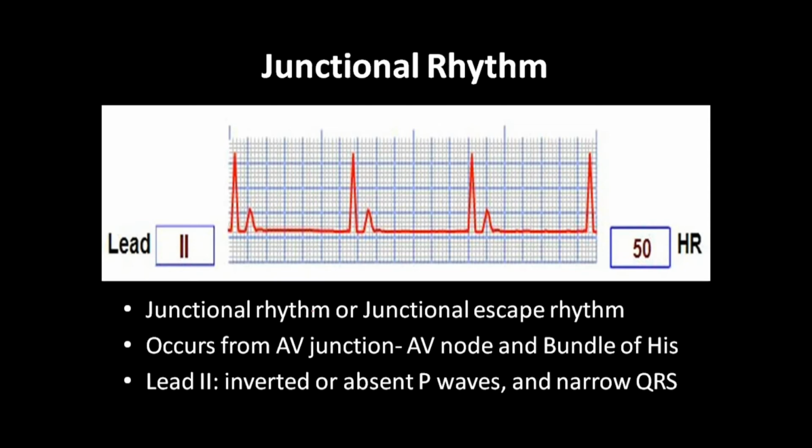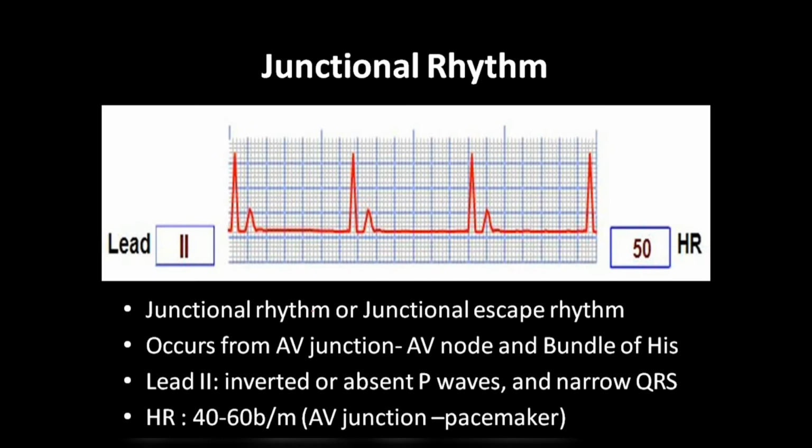Inverted or absent P waves and a narrow QRS complex are features of this kind of rhythm. Okay, and a heart rate of 40 to 60 beats per minute is common in junctional rhythm. The AV junction usually produces a heart rate of 40 to 60 beats per minute.